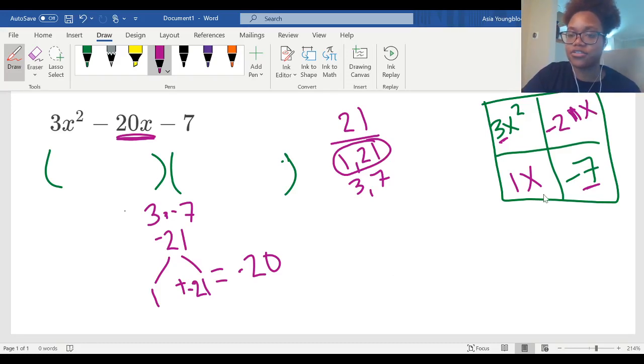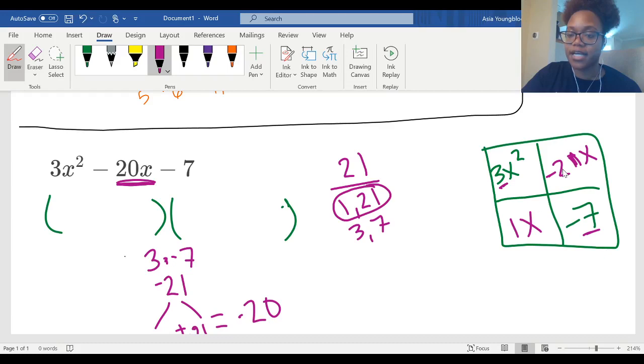So again, the diagonals are equal. 3 times negative 7 is negative 21. 1 times negative 21 is negative 21. So now there's a little bit more thought involved when finding our first value.